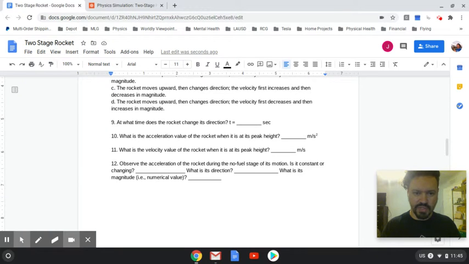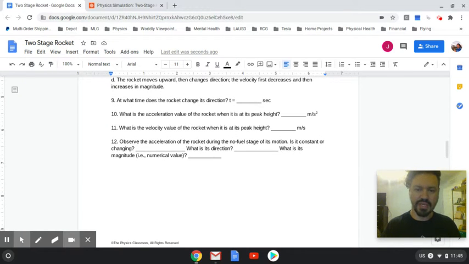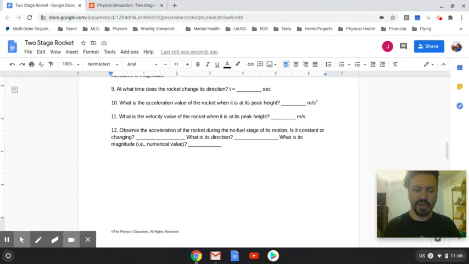What is the acceleration value of the rocket at its peak height? All right, so the highest spot, what's the acceleration? It's a number. It's got a sign. Make sure you write whether it's positive or negative. What's the velocity at its peak height? Think about that. At its highest point, how fast is it going?